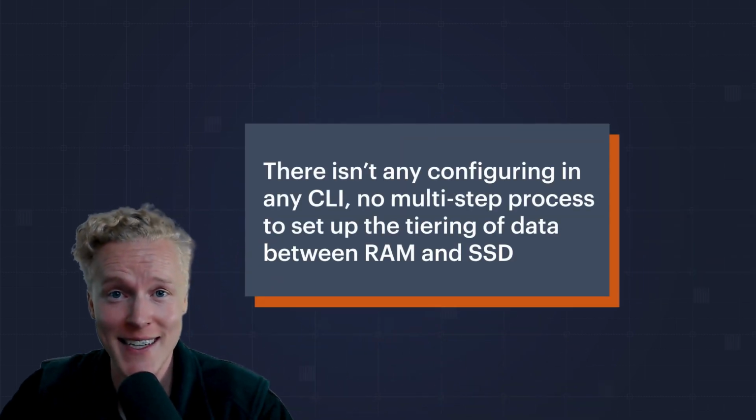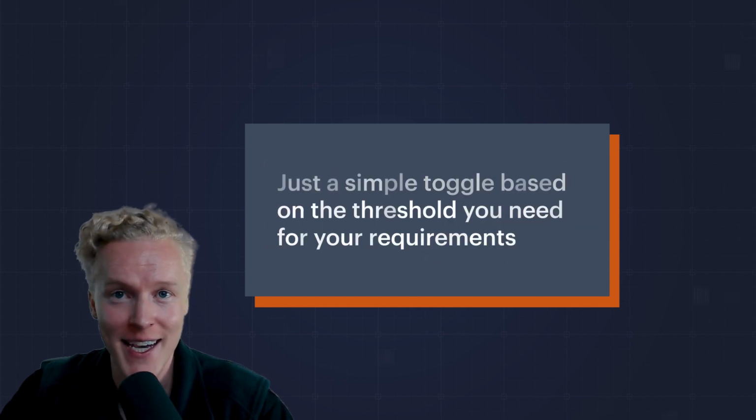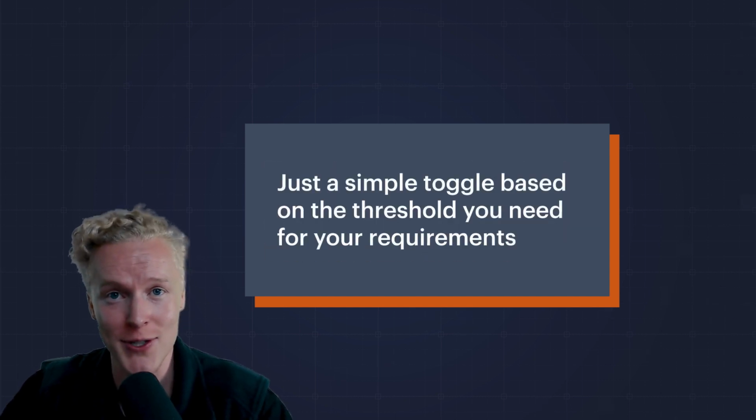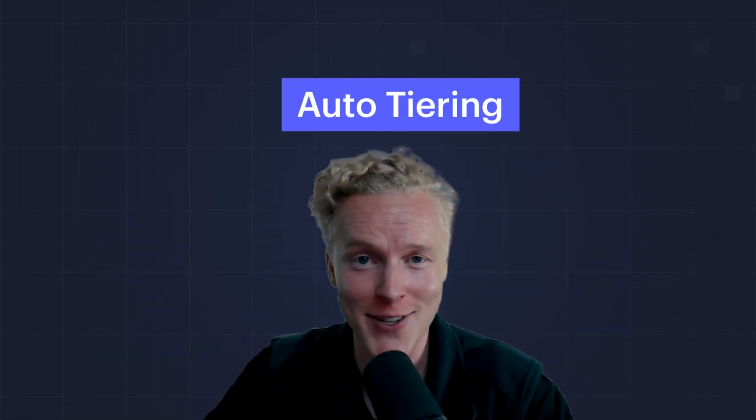It is as simple as that when using auto tiering with Redis Enterprise. As you saw, there isn't any configuration on the CLI, no multi-step process to set up the tiering of data between RAM and SSD, just a simple toggle based on the threshold you need for your requirements. Well, that covers it for our auto tiering lightning demo.